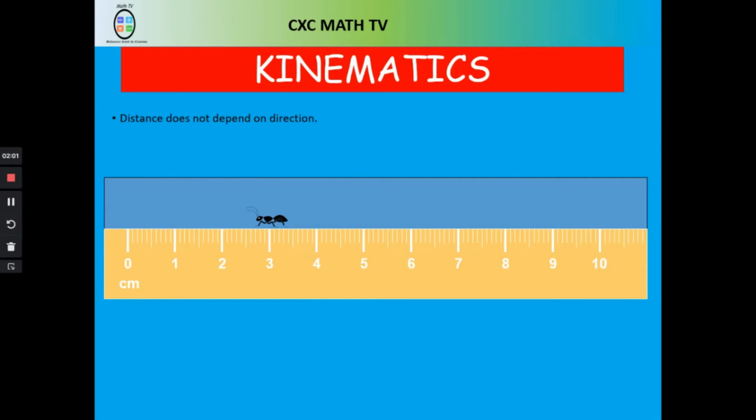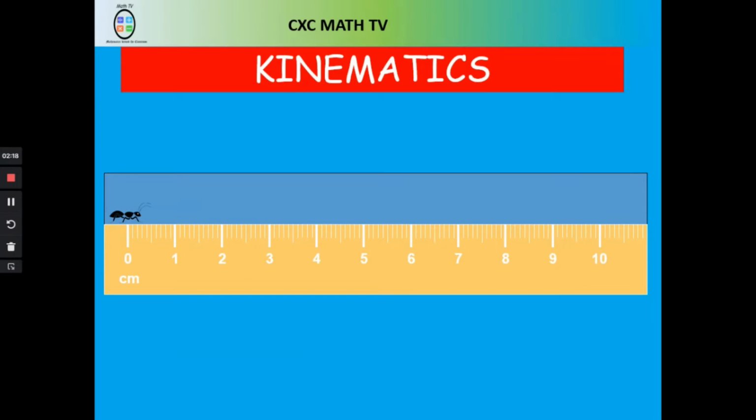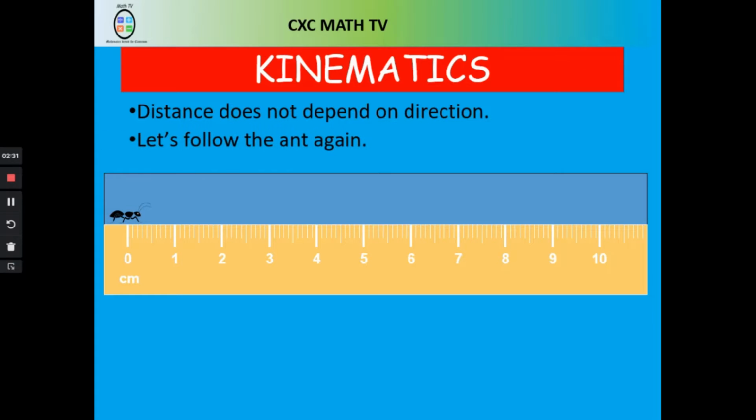Now look at this right here. The direction doesn't matter. If the ant started at 3 centimeters and then was crawling to the left, it crawled 3 centimeters back to the origin. We'd still say the distance is 3 centimeters. So realize that the direction didn't change the answer. Distance does not depend on direction.